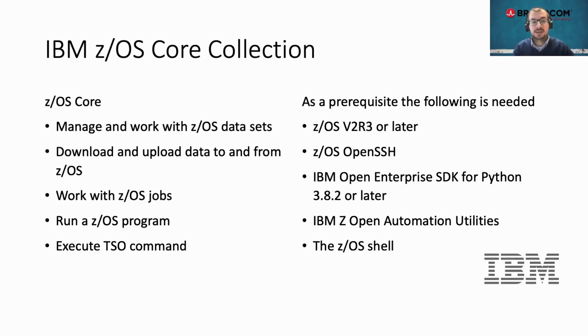IBM's z/OS Core Collection is a set of functionalities. In Ansible terminology, it's a module that allows you to perform tasks on a selected or target system. In our case, I have as an important collection the z/OS Core Collection made by IBM, which is still being developed and improved. So it's definitely not a dead project, but very live, I would say. So what can you do with it?